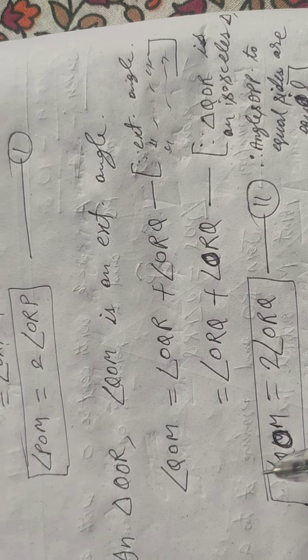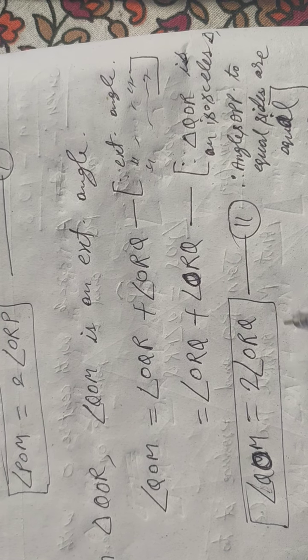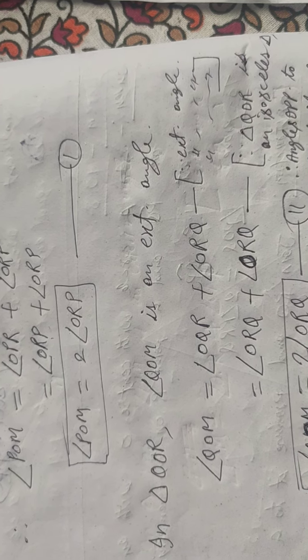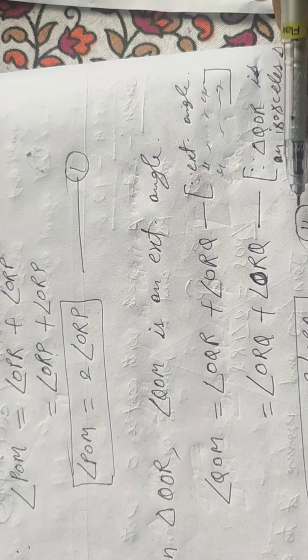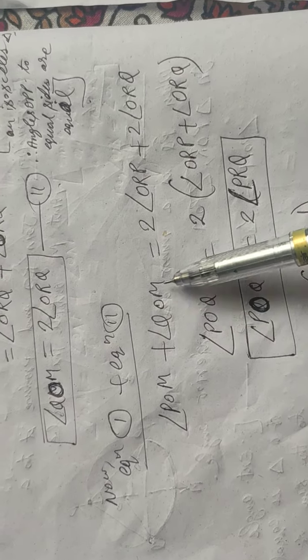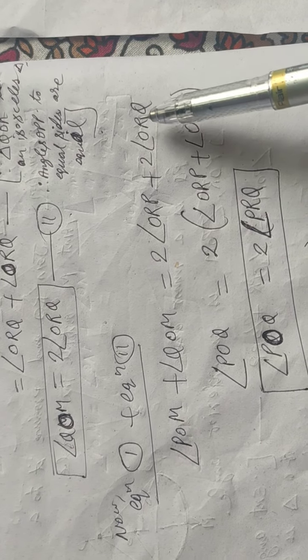So angle QOM is equal to twice of angle ORQ. Okay, put this as equation number 2. Now see one thing. Now what you will be doing is that you add these two equations. By adding these two equations, what we get is that angle POM plus angle QOM is equal to twice of angle ORP plus twice of angle ORQ.